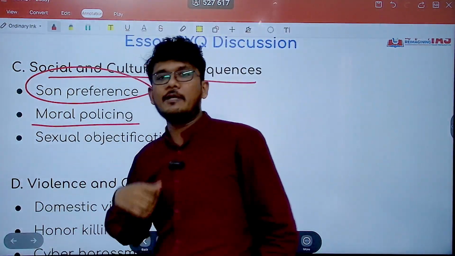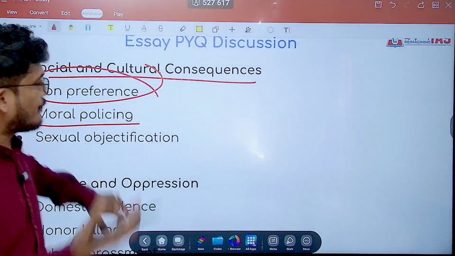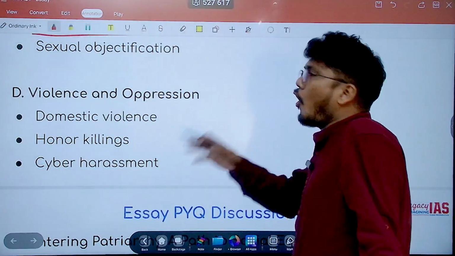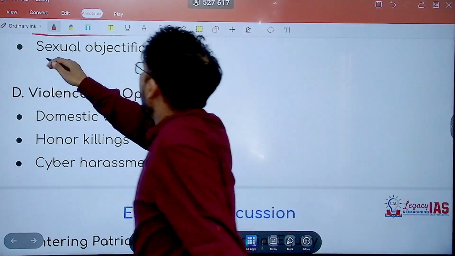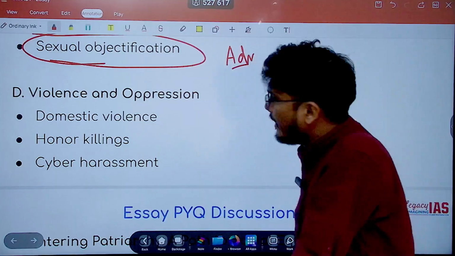Moral policing is there. People don't tell men what to wear, what not to wear, but we do tell the females what to wear, what not to wear, how to sit, how to stand, how to walk. All those things needs to be mentioned here. And of course, sexual objectification, again the example of advertisements can be given over here.